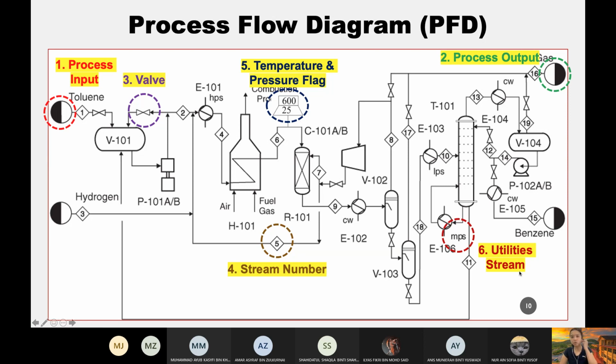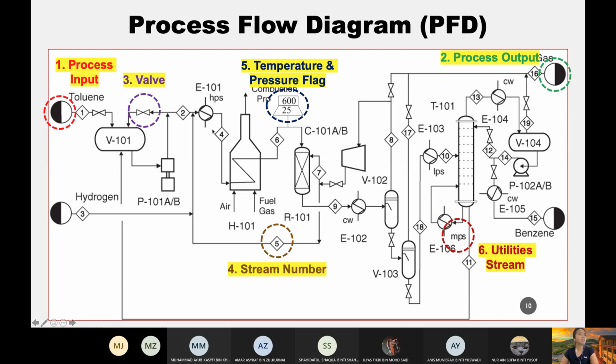Utility stream, as I told you, right? PFD become complex sebab sekarang kamu kena masuk utility stream. For example, we have this heat exchanger. Okay, this is actually a reboiler. So reboiler menggunakan MPS, medium pressure steam. Okay, then sometimes they use LPS. This is low pressure steam. Then sometimes you see heat exchanger ada cooling water. So this is a cooler. They use the utilities cooling water.